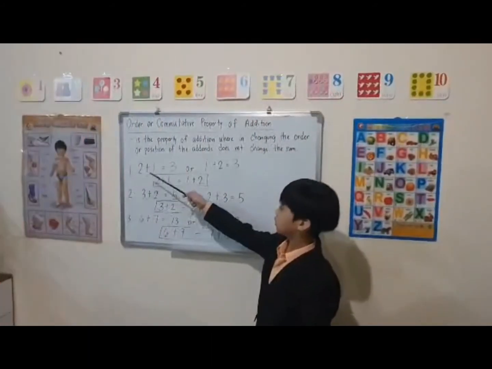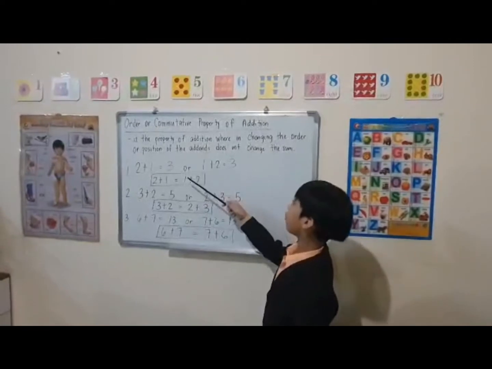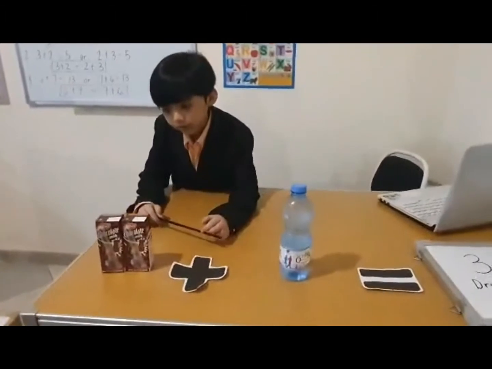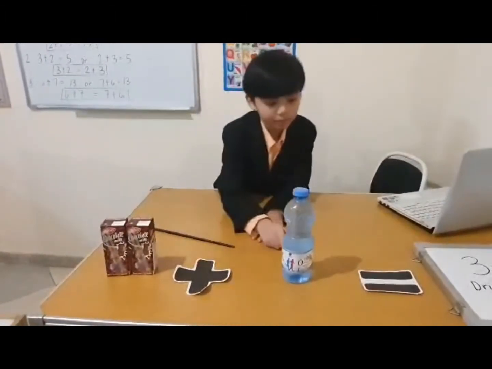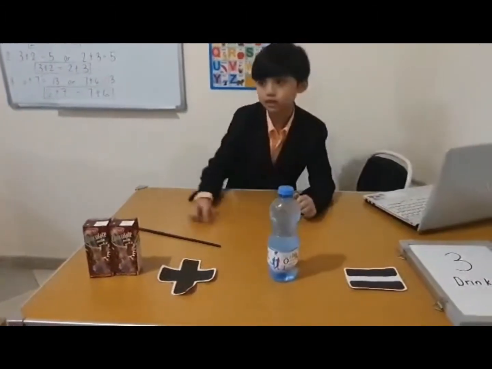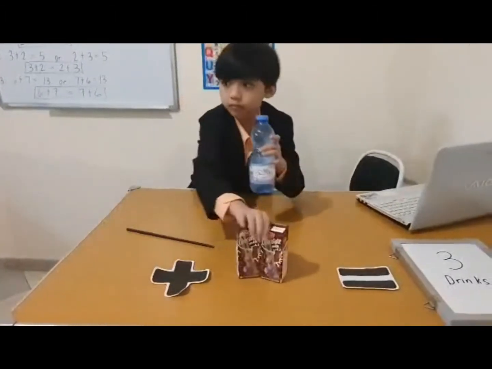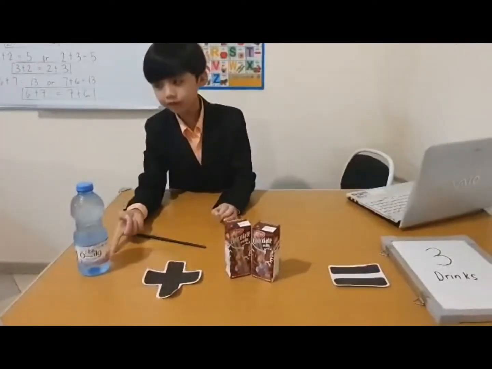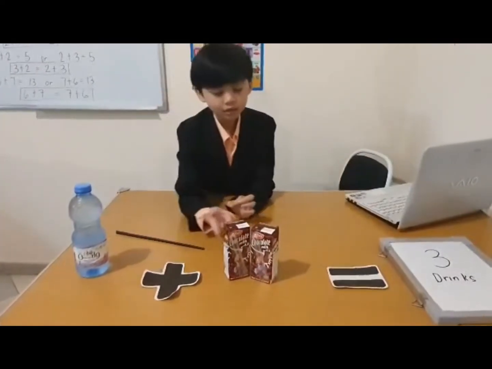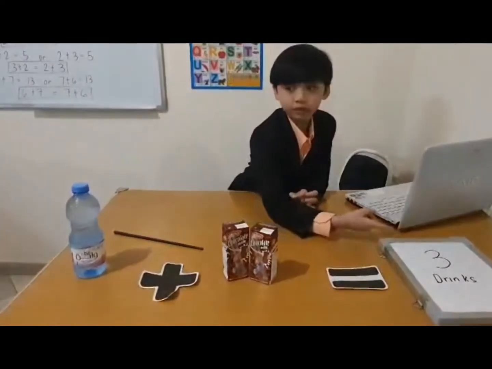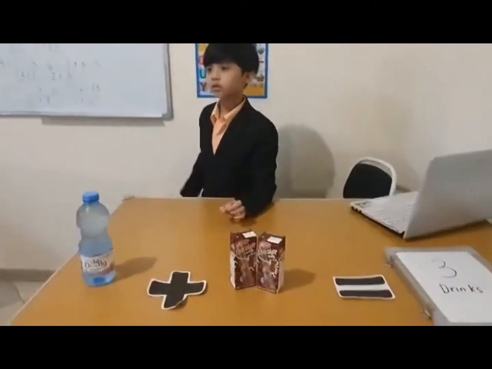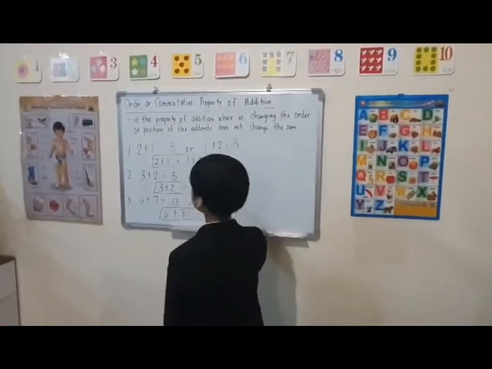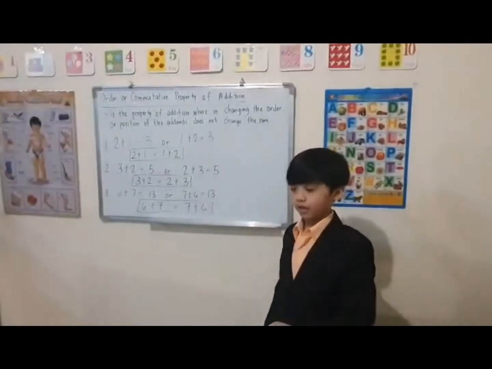Number 1. 2 plus 1 equals 3 or 1 plus 2 equals 3. I have here 2 chocolate milk plus 1 bottled water equals 3 drinks. If I change the arrangement of these drinks to 1 bottled water plus 2 chocolate milk equals 3 drinks. So 2 plus 1 equals 1 plus 2. Both of these are equal to 3.